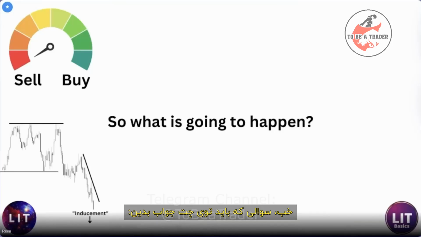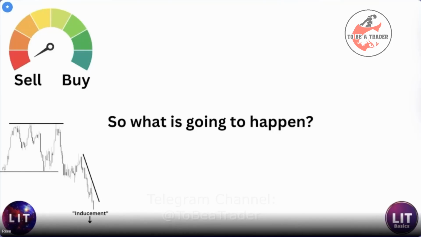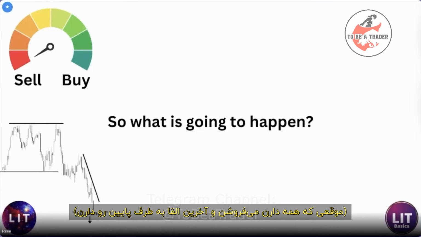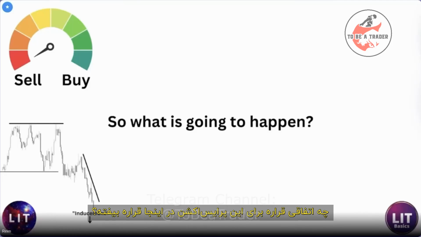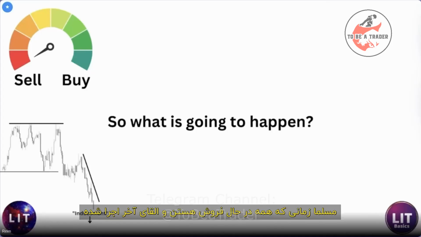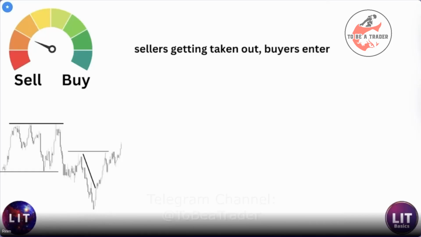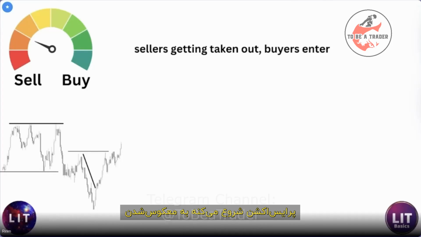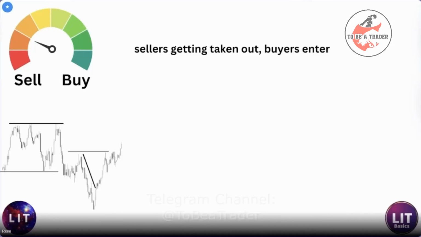So question to the chat here. What is going to happen when the world is selling and they have the final inducement to the low side? What's going to happen to this price action here? Exactly. So obviously the moment everyone is selling and the last inducement is in place, price action starts reversing. Sellers getting taken out, buyers enter.